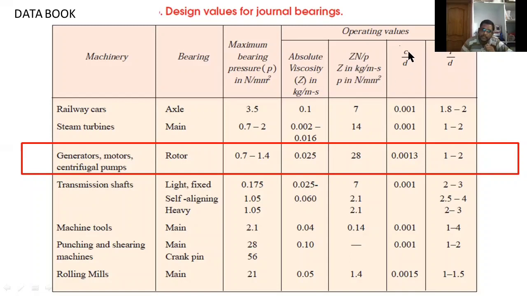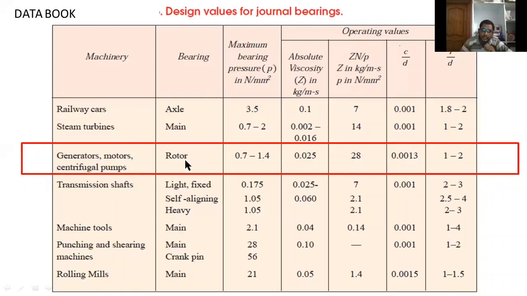Here C by D is the diametral clearance ratio. This one also has no units, and L by D is the length and diameter ratio. This one also has no units. These are the applications. By using the type of application, you have to consider the values: bearing type, maximum pressure, absolute viscosity, Zn by P values. This is the example for centrifugal pumps.